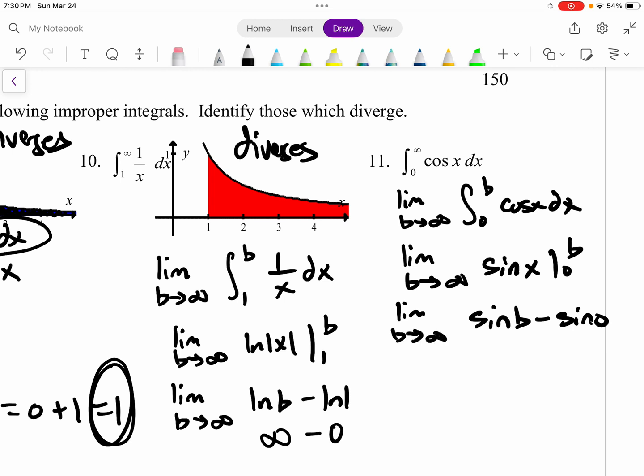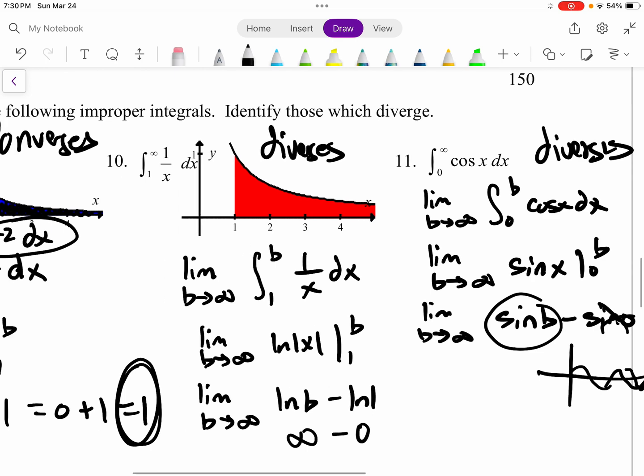Well, what happens here, right? As b gets bigger and bigger, we know what happens. The sine function goes like this, so my answer just oscillates between -1 and 1. It does not approach a finite number. This is just 0 over here, so we don't have to worry about it. So because it doesn't approach a finite number, we again just say it diverges.